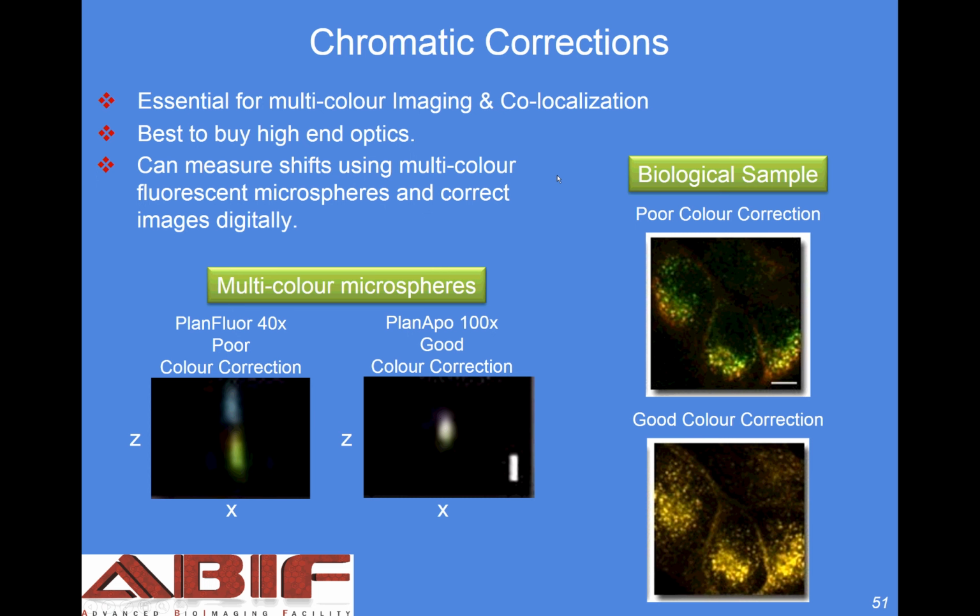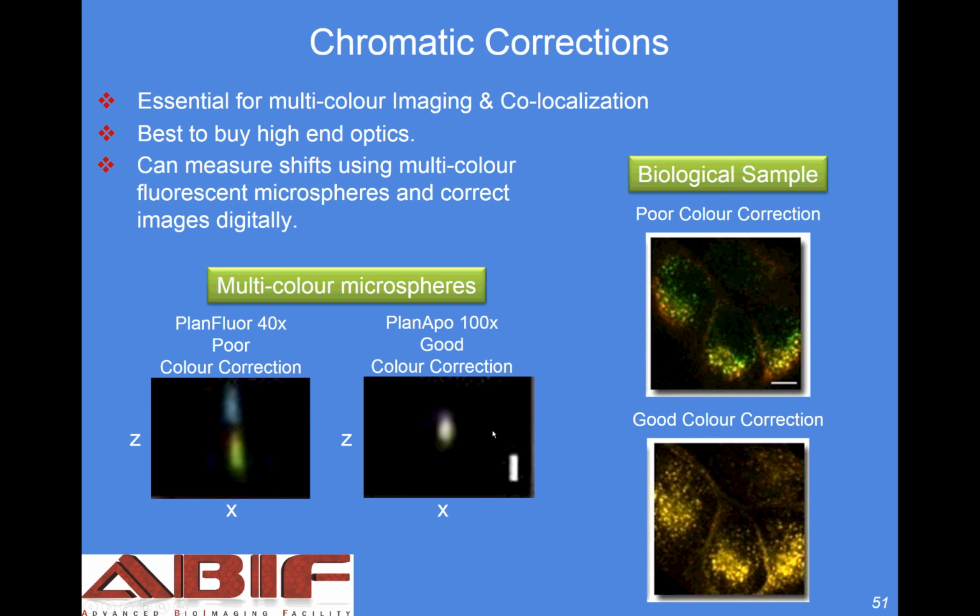So how does this look in the microscope? The chromatic corrections are really important if you're doing multicolor or colocalization type analysis. If you have a poorly corrected lens, you can see this is a multi-colored fluorescent bead, and you can see the green and red are focused down here and the blue is way up here. Whereas in a well-corrected plan apo lens, you can see that all the focal planes are matching up. So this is important for multicolor applications.